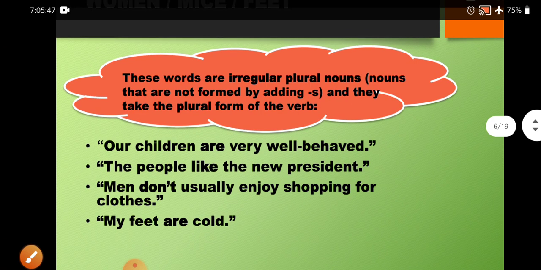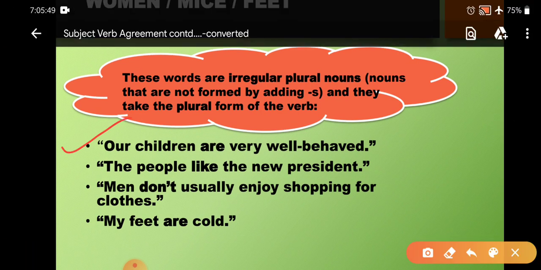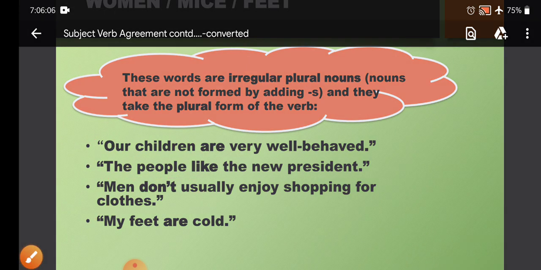Look at the examples. Our children are very well behaved. The people like the new president. Look at this, important. Men don't usually enjoy shopping for clothes. My feet are cold.